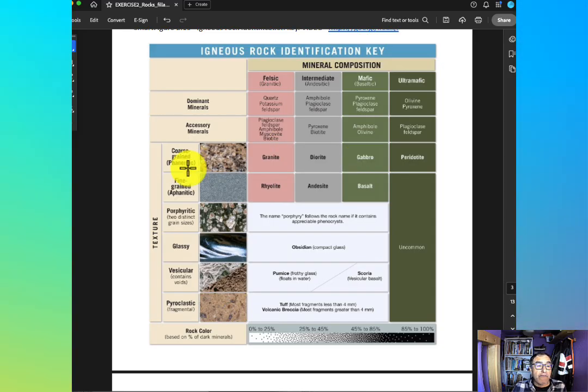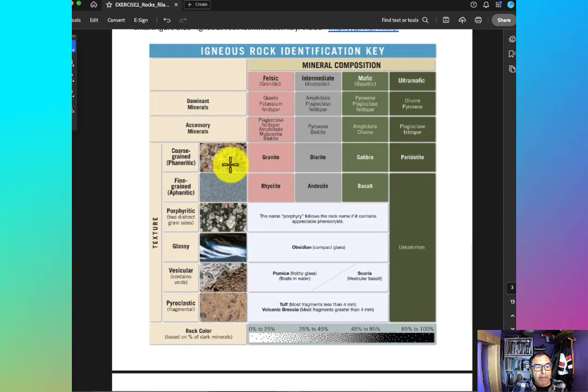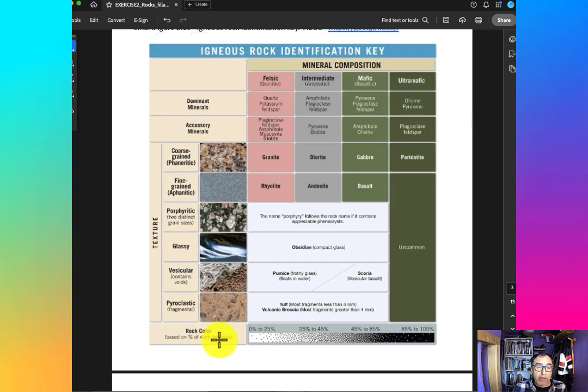That's what we call phaneritic. Remember, phan means visible. And so we see these coarse-grained rocks here, right? And because the entire magma is solidified, we can use something called rock color here. In fact, what I call the mafic color index, or MCI. What that stands for is really the percent of dark minerals, the percent of those mafic minerals, right? So you can see that granites have very little, 0 to 25%. Diorites can have up to about 45%. Gabbros, 45 to 85%, and obviously the ultramafic rocks are going to be above that.